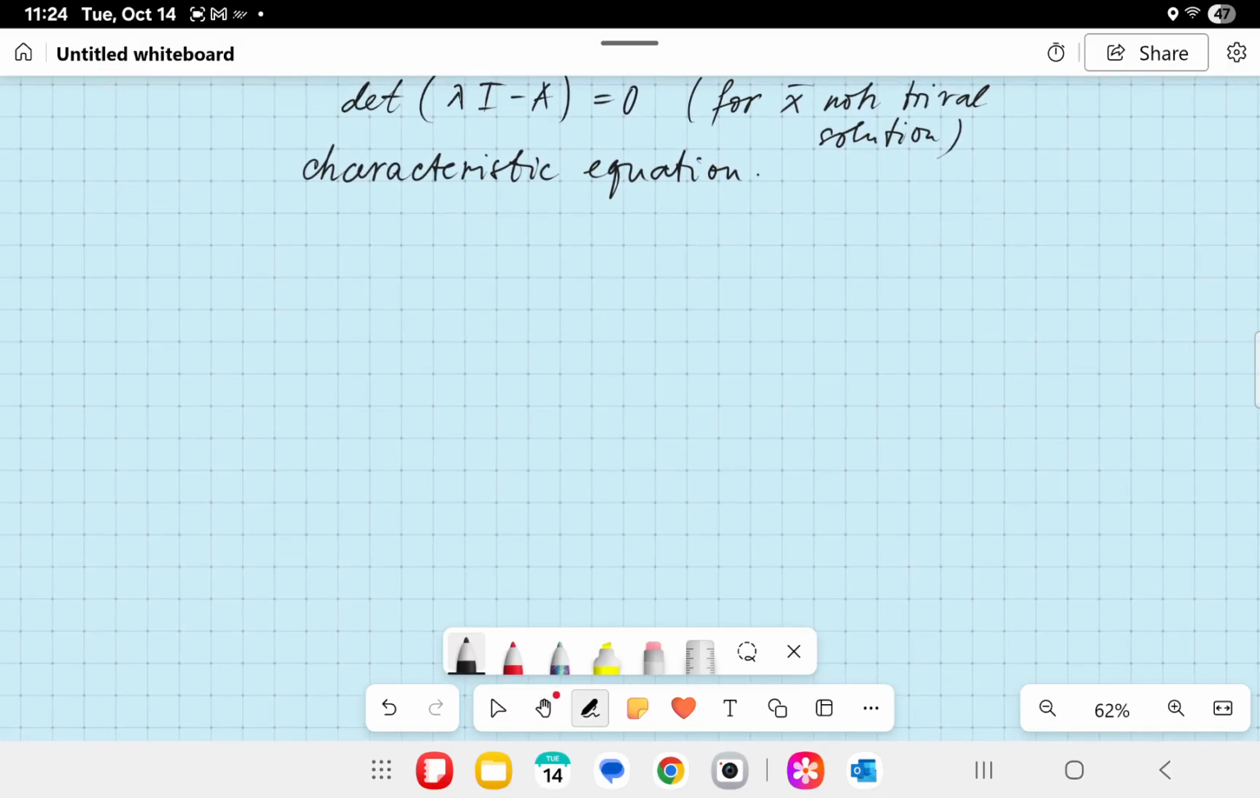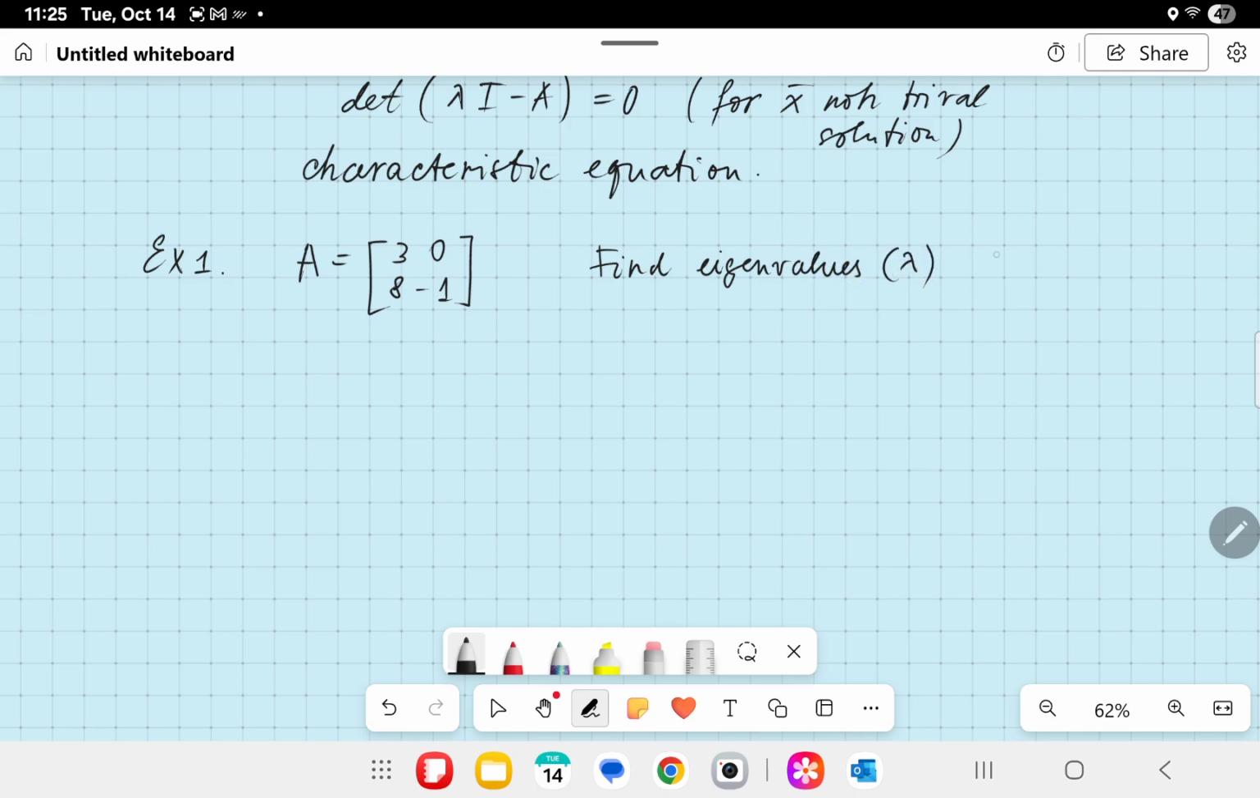I'm going to show you an example of a solution and you are going to see everything yourself. So let's consider example number 1. Let's consider matrix A looking like this: 3, 0, 8, minus 1. And the question is, usually, find the eigenvalues, which are lambdas, and the eigenvectors, which are the x's.